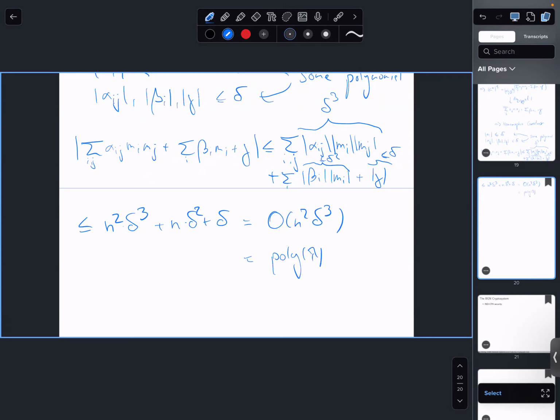So if all parameters here are in some sense delta bounded, then the output value of our function is n squared delta to the 3 bounded. And if delta was a polynomial, this is still a polynomial, and we can efficiently brute force over the set of all potential output values, right? And therefore, decryption is efficient.